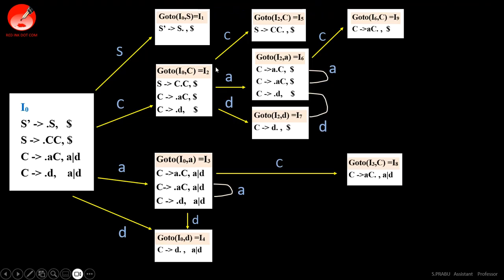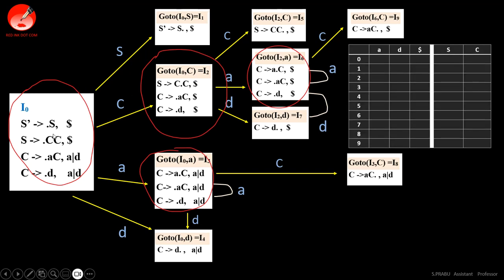From the result of the goto function, first identify which are the non-end states: I0, I2, I3, I6. Using the I0 set only, we are going to fill the 0th row. From the I2 set results only, we are going to fill the second row. In this way, we have to fill the remaining rows.